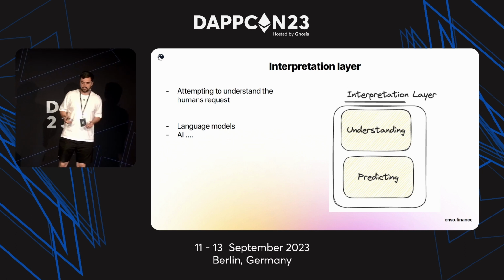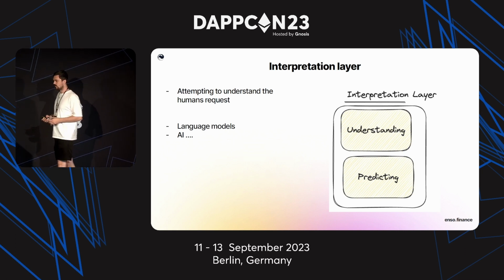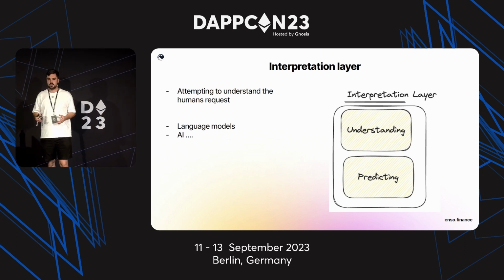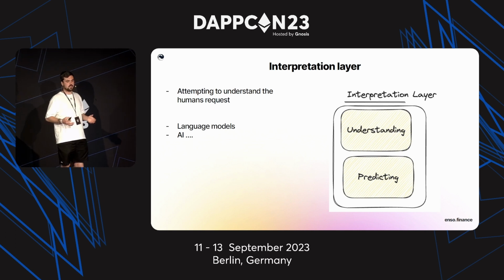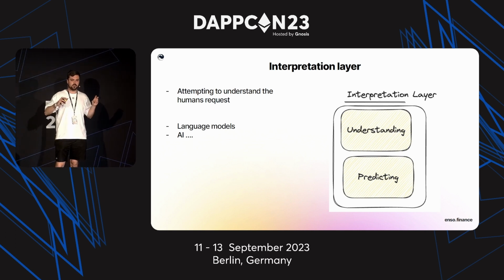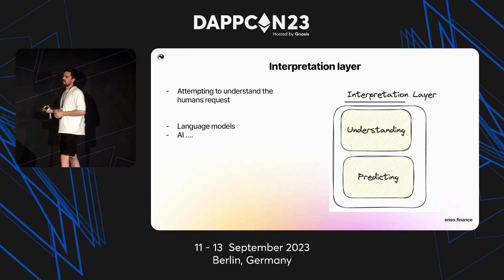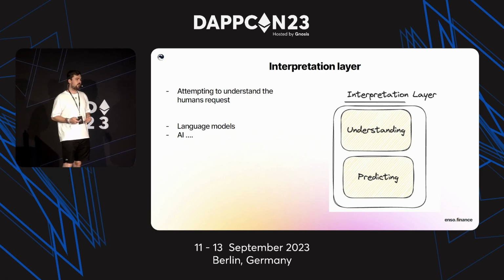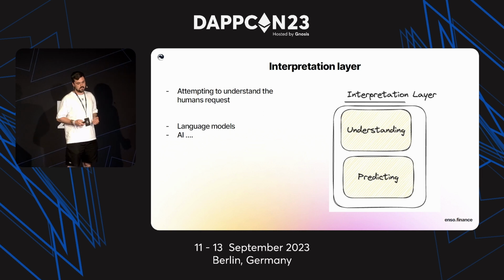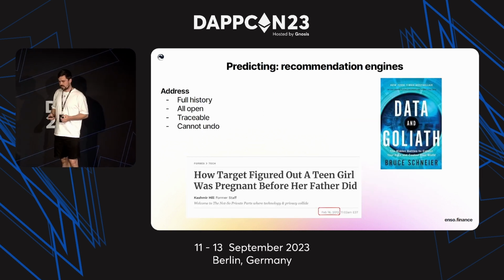Then you have the interpretation layer. You, first of all, need to understand what the user is asking. And to understand what they're asking, you need to know what they've previously done and what their intentions were based upon the outcome that they actually wanted. So you can use different language models, different AI tools for this. And to be able to do this, you get to the stage of prediction models. And this gets a bit scary.